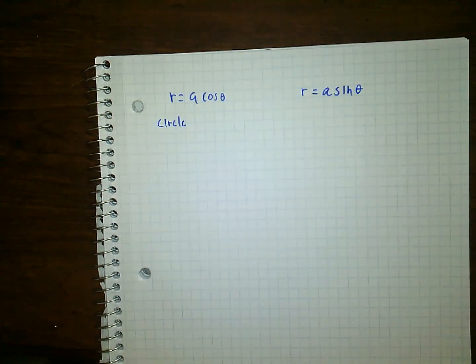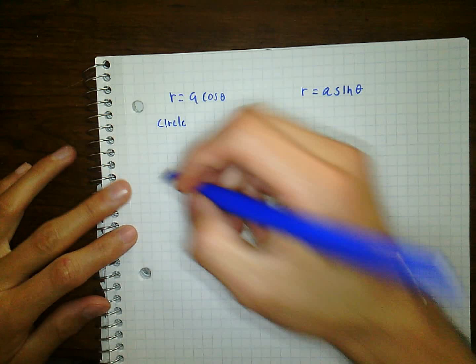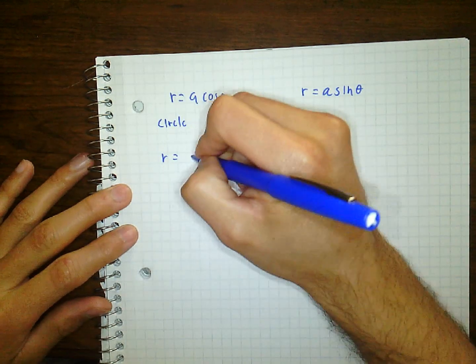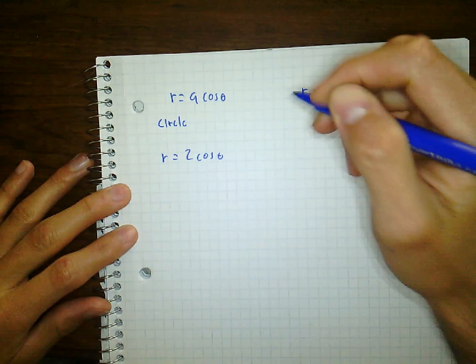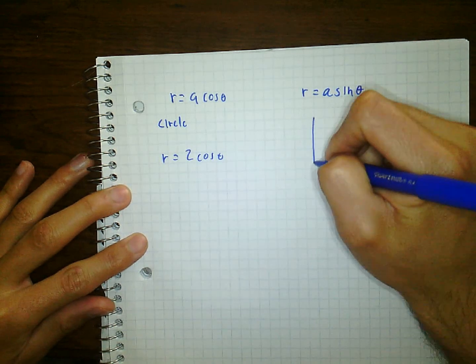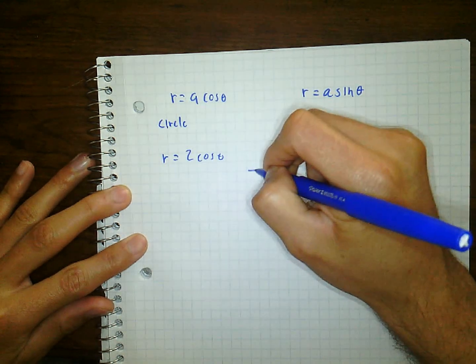Now, things have to change because at this point we can no longer be centered at the pole. Otherwise, it would just have to be r equals a number. So let's investigate a little bit of what happens here. Let's come up with an example. Let's say that we have r equals 2 cosine of theta. Okay, so we're going to do our best here. Here's my polar coordinate system.